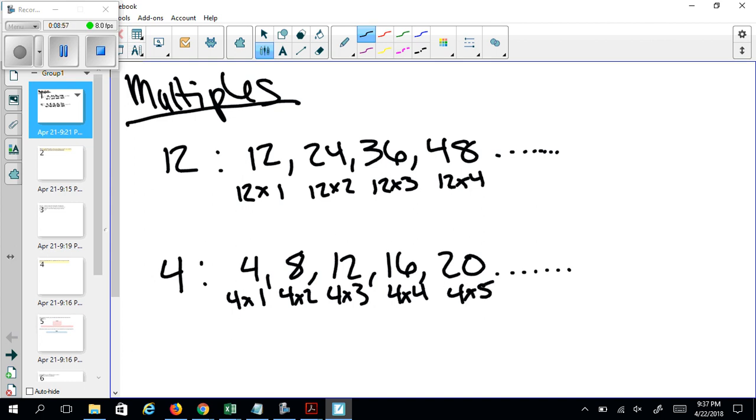Another pattern that I noticed too is when you're doing multiples, it's also incrementing up by 4 every time. Yes, you're adding 4 to the number that's before it. Very cool. Because with multiplication, all it is is multiple addition. Okay.